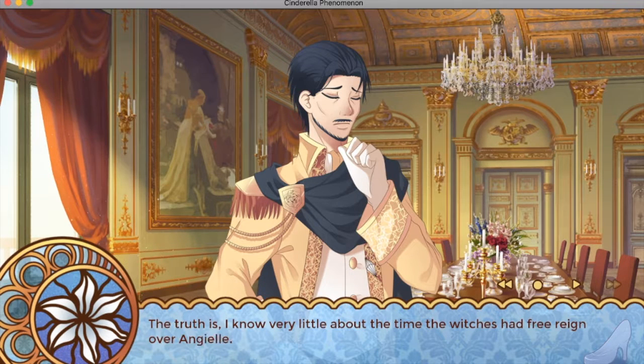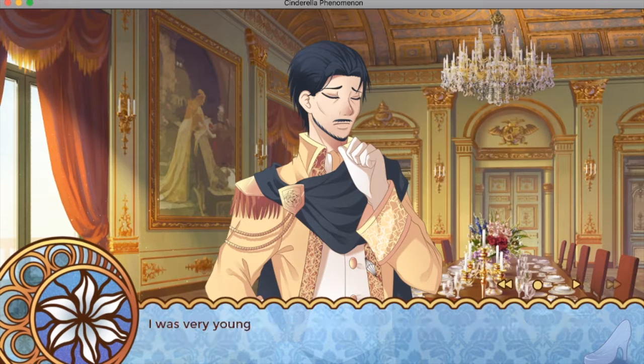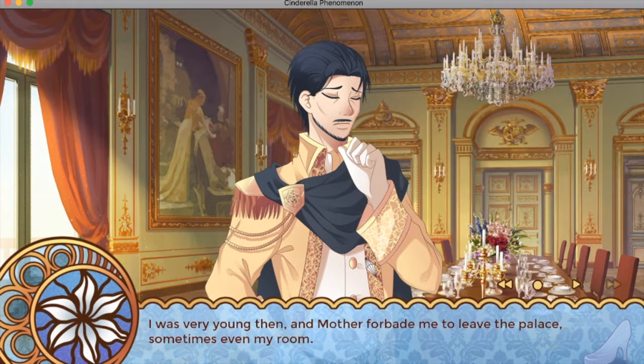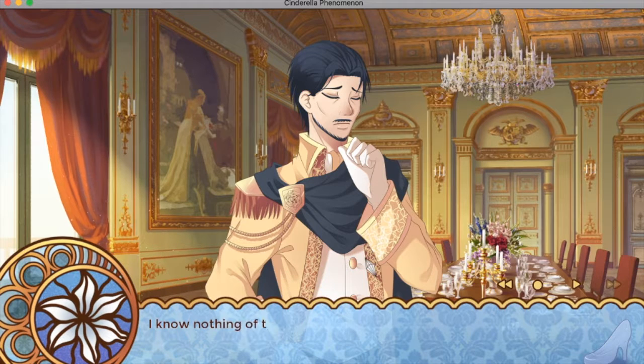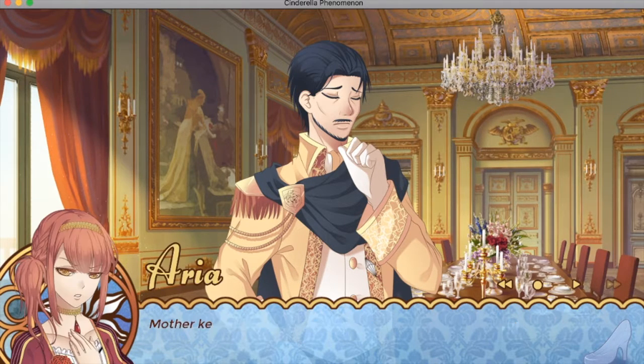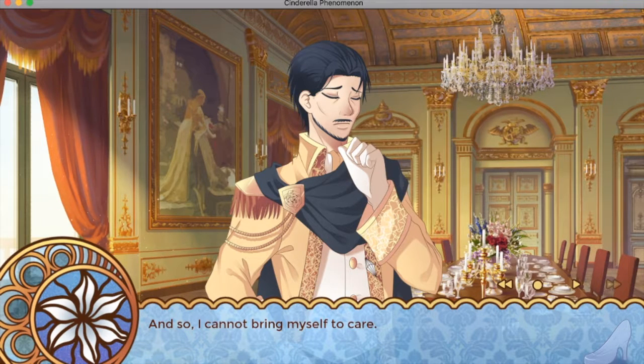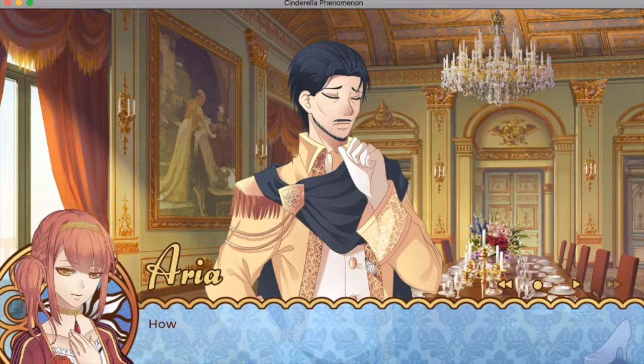The truth is, I know very little about the time the witches had free reign over Angielle. I was very young then, and Mother forbade me to leave the palace, sometimes even my room. I know nothing of the people's supposed pain and suffering. Mother kept me away from everyone, so I cannot bring myself to care.